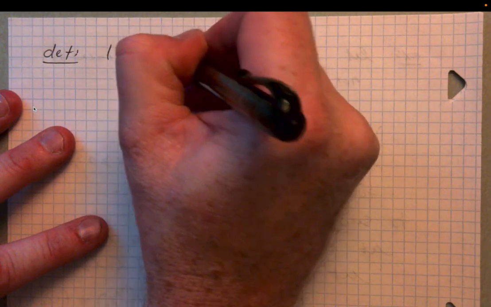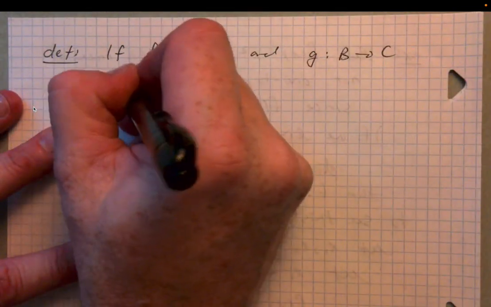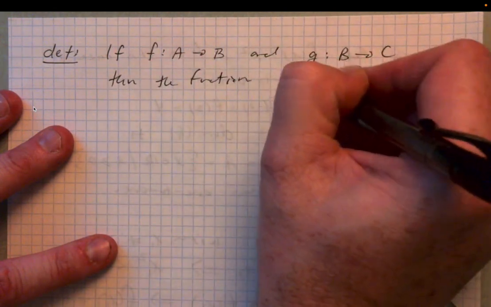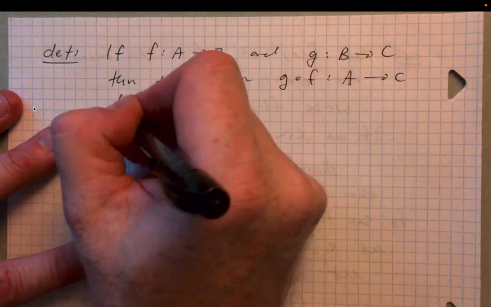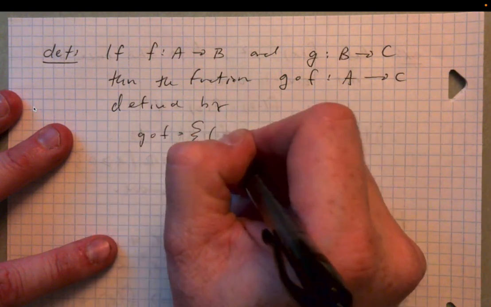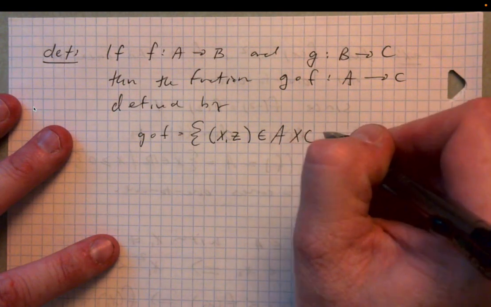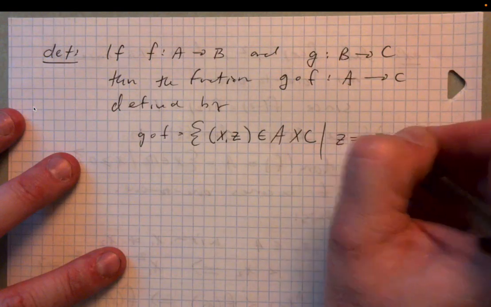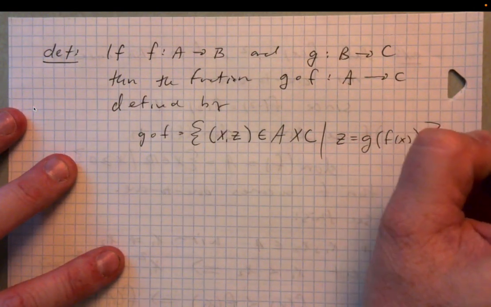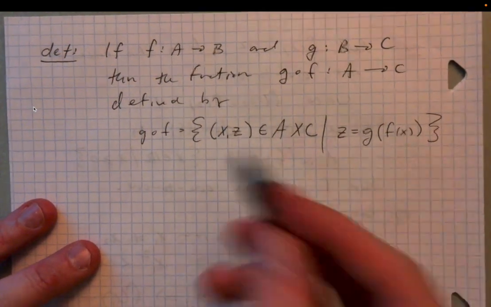Let's talk about one final concept here that we will need, and that's going to be the composition of functions. If we have a function f from A to B and a function g from B to C, then the function g composed of f from A to C is defined by g composed of f equals all of the ordered pairs (x, z) in the Cartesian product A cross C such that z is equal to g of f of x. So g composed of f is a function from A to C defined by this, and it is called the composition.